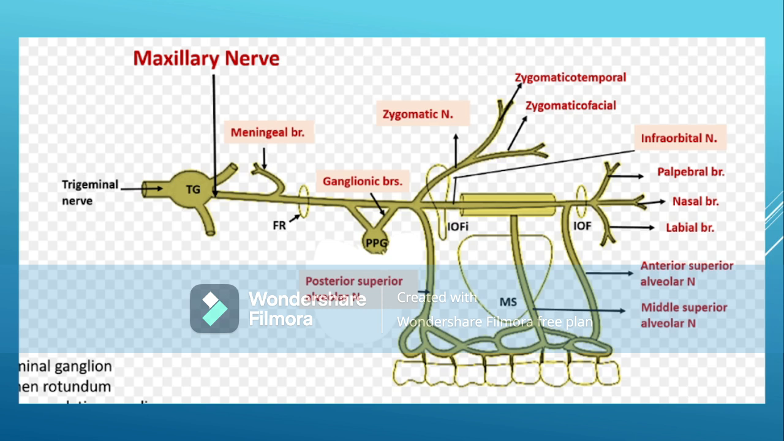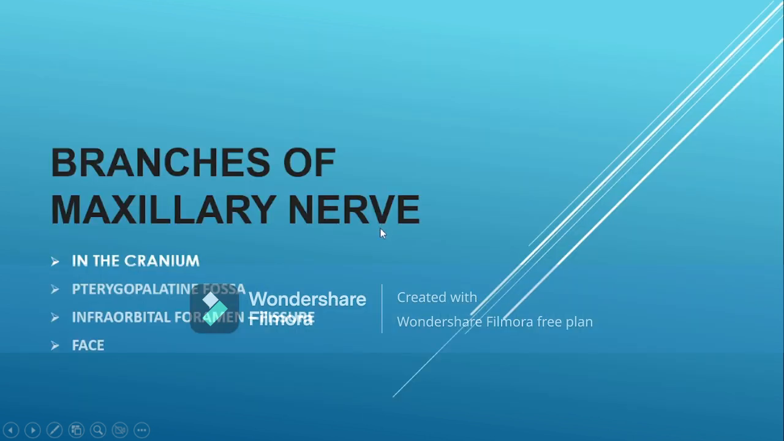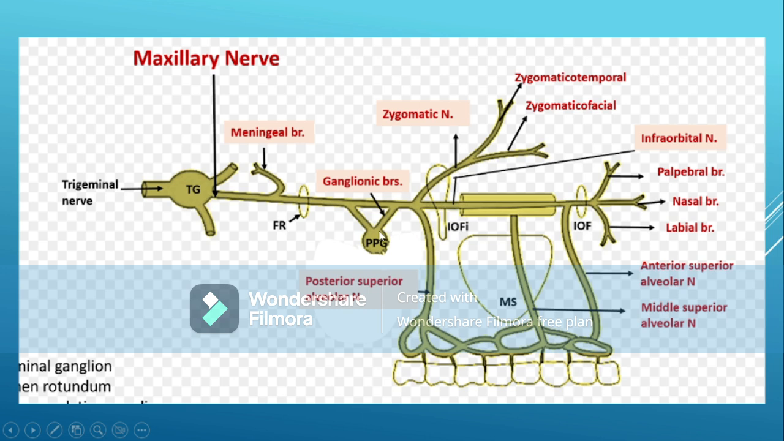Now the second part is the pterygopalatine fossa region. Over here, the maxillary nerve gives a few branches, which give the pterygopalatine ganglion. It supplies the pterygopalatine ganglion. Then it breaks again into the posterior superior alveolar and zygomatic nerve.